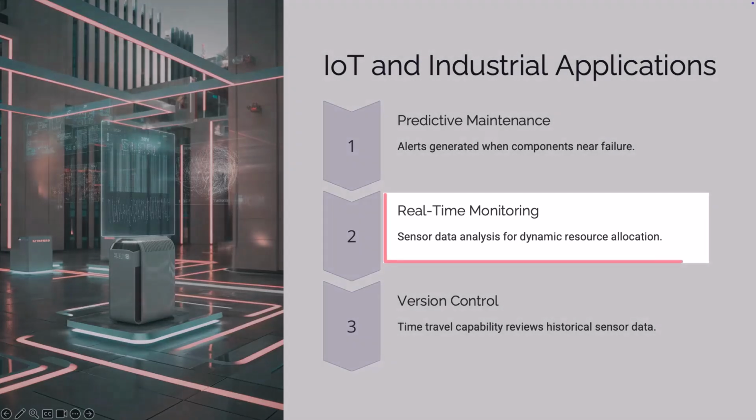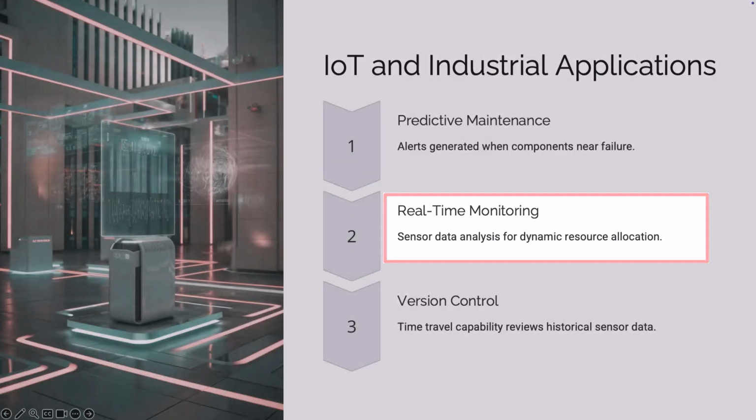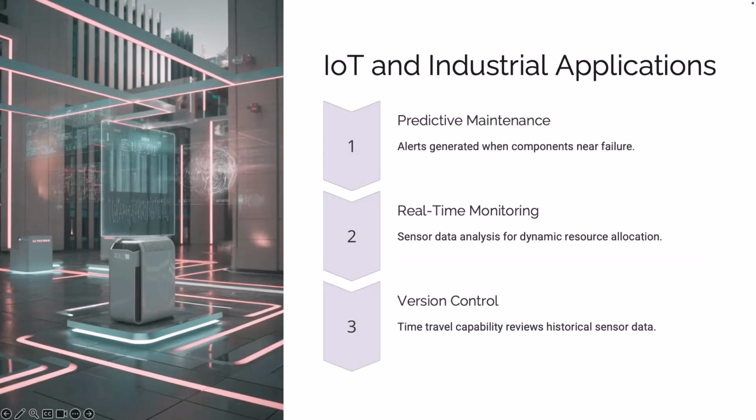The second is real-time monitoring. An example will be a smart city. So using the Delta file format, you can manage and analyze real-time data from, let's say, traffic sensors, pollution sensors, to help in, let's say, dynamic city planning, environmental monitoring, etc.